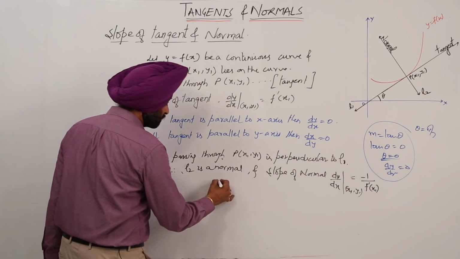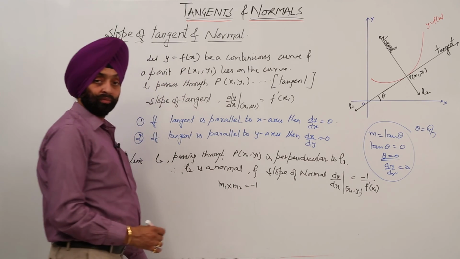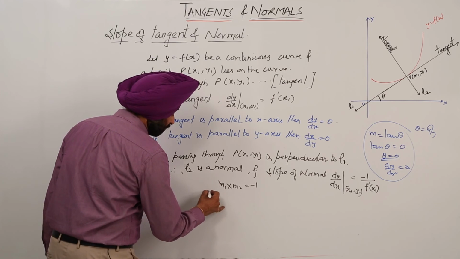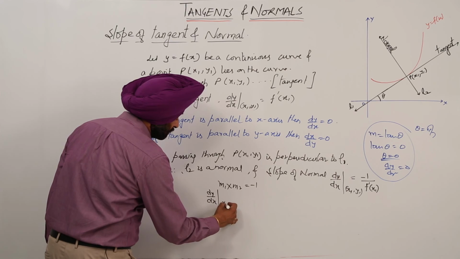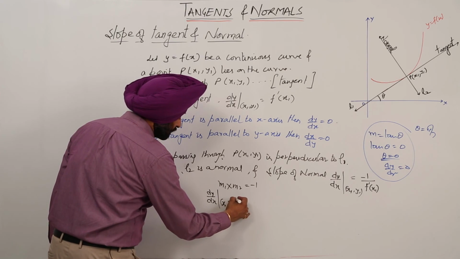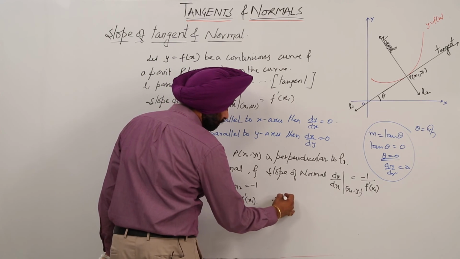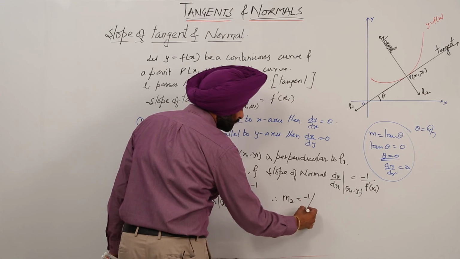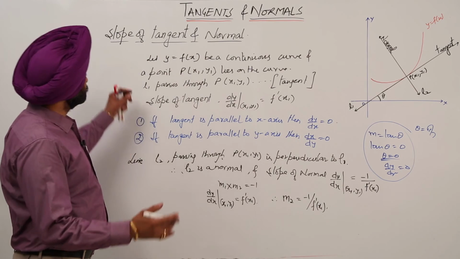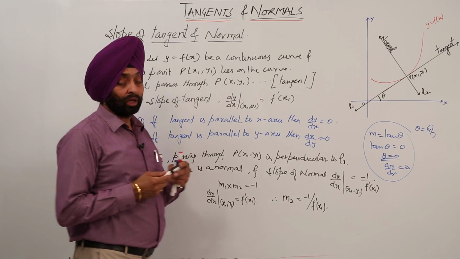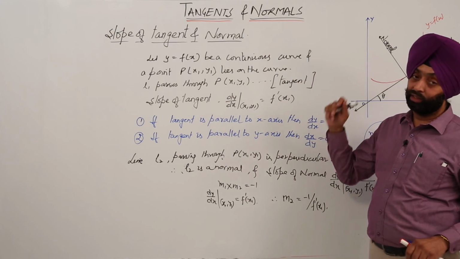Now what have we used? m1 into m2 is equal to minus 1. Now m1 was dy by dx at (x1, y1), and this was f'(x1). Therefore m2 is equal to minus 1 upon f'(x1). So these are the slopes of tangent and normal. Now we are going to use these for the formation of equations of tangent and normal.